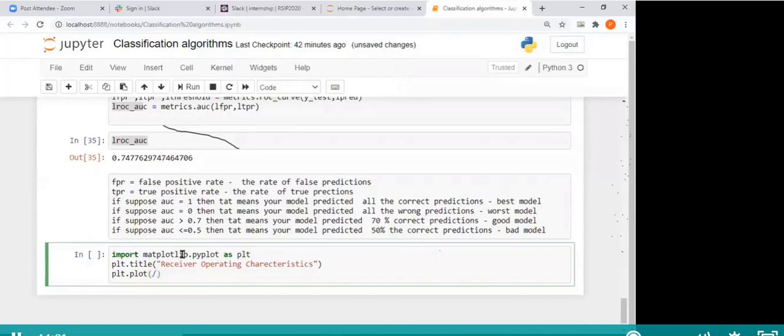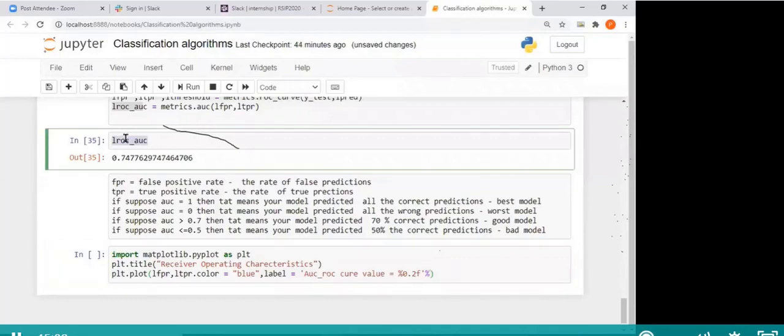LFPR, comma, LTPR, comma, color is equal to blue, comma, label is equal to AUC_ROC curve value is equal to percentile 0.2f percentile LROC_AUC.